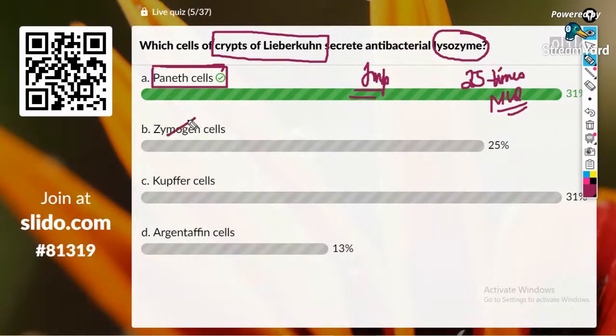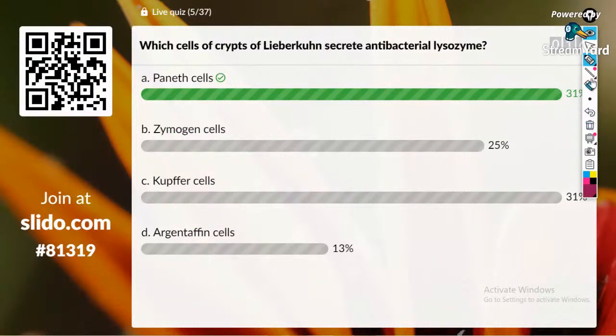It is not Zymogen cells, it is not Kupffer cells. Kupffer cells are present in the liver, right? How can they be present in the crypts of Lieberkühn? Not Argentaffin cell. The correct answer is Paneth cells. Clear?